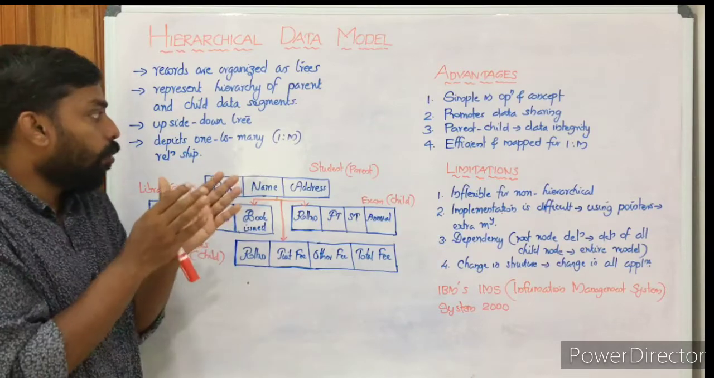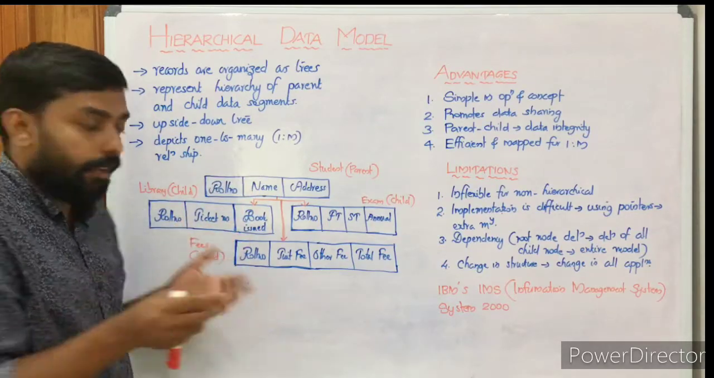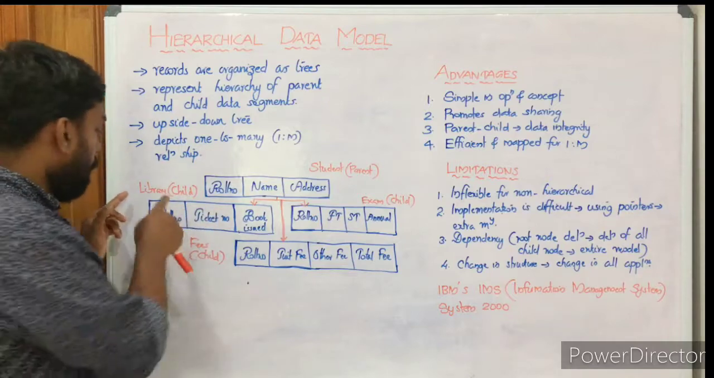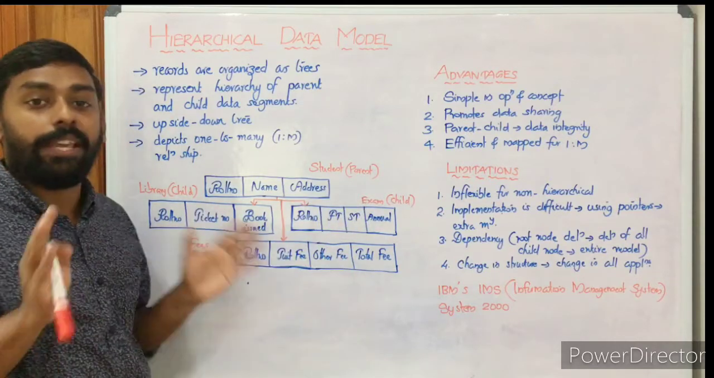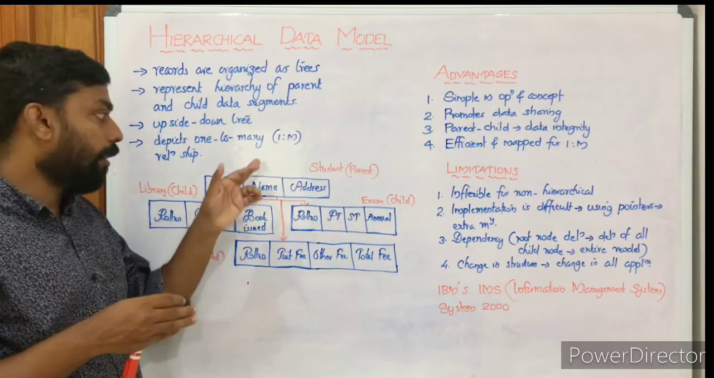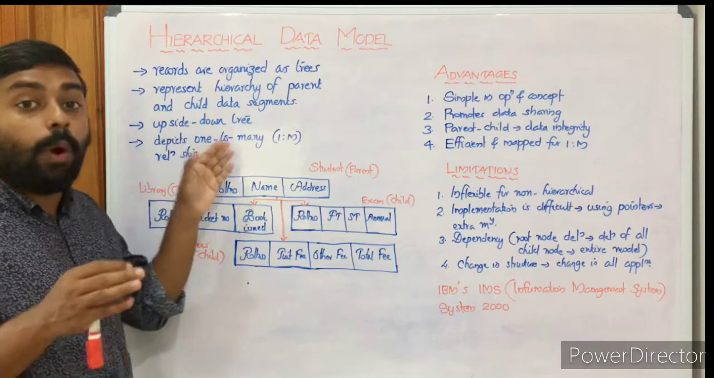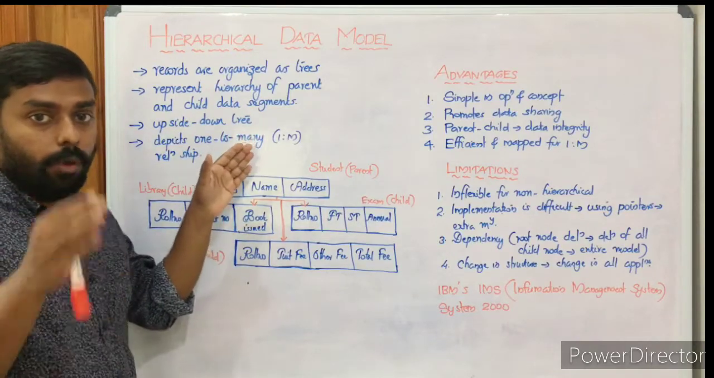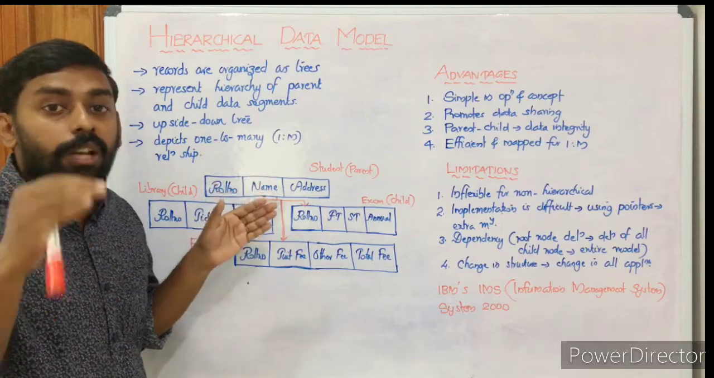Here, what's the value of M? Here it is 3, because we have 3 children: library, exam and fees. These are the children and student is the parent. So it depicts a one-to-many relationship. One is the parent and many is the children or child.